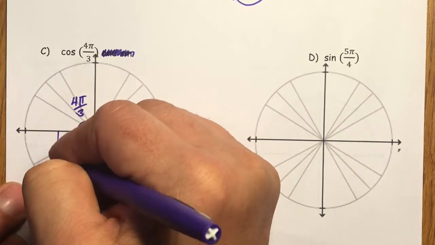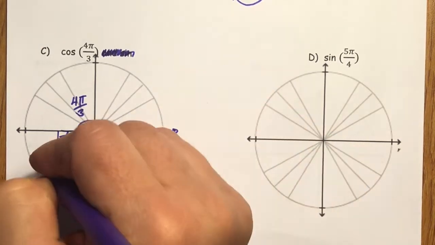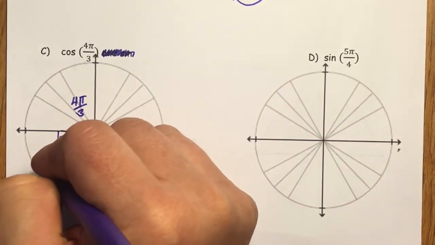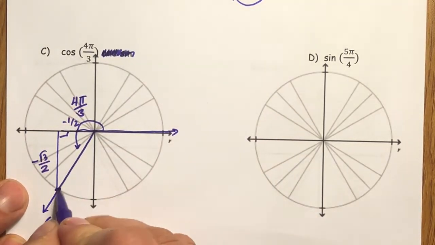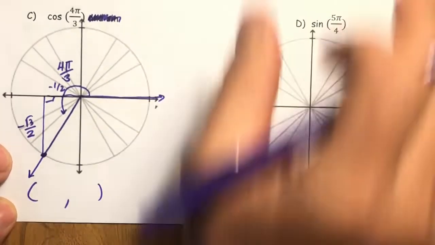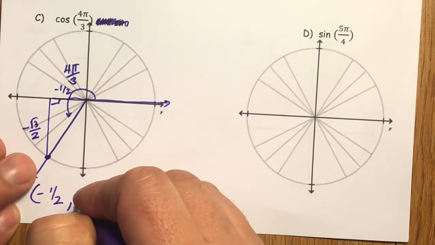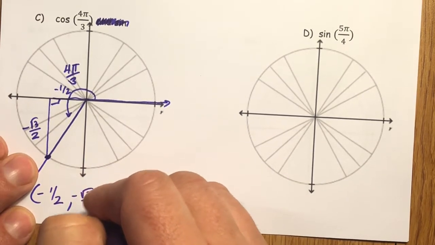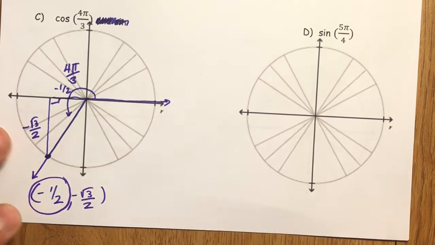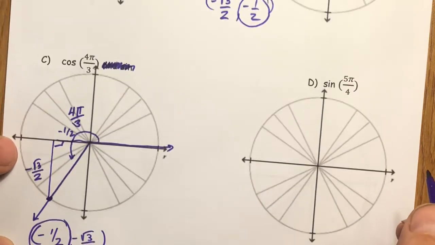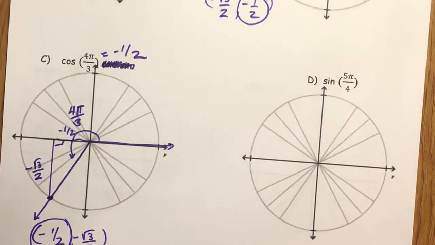Okay, so once again, we created this reference triangle here. Again, it's a 30, 60, 90, negative root 3 over 2, negative 1/2. So the ordered pair for this point is going to be negative 1/2, negative root 3 over 2. I want the cosine, so my answer would be negative 1/2. So the cosine of 4 pi over 3 is equal to negative 1/2.